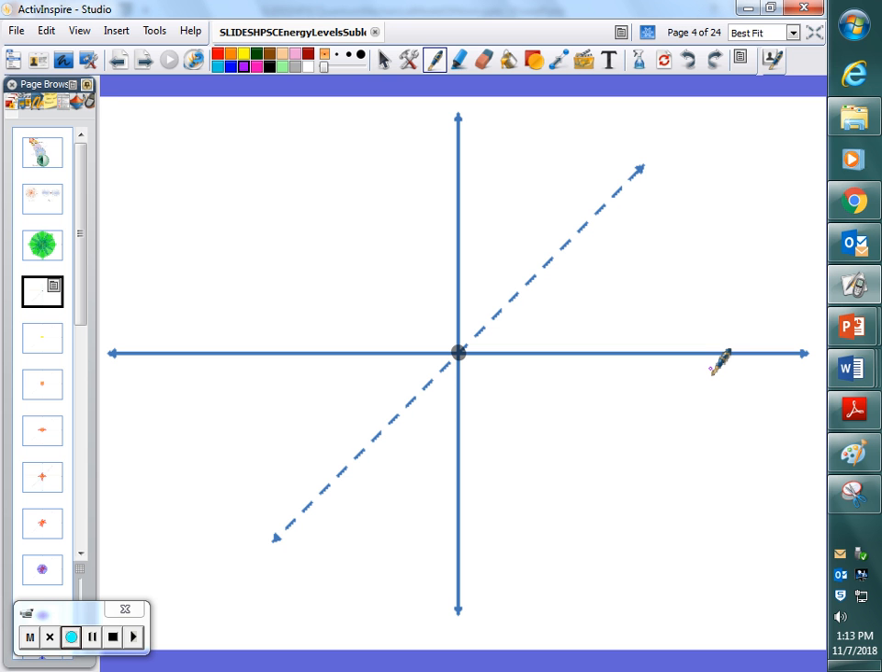Well, what do you know about electrons? They are attracted to protons, right? Where are the protons in this picture? The very middle. So where are we most likely to find electrons? Pretty close to the middle, okay?